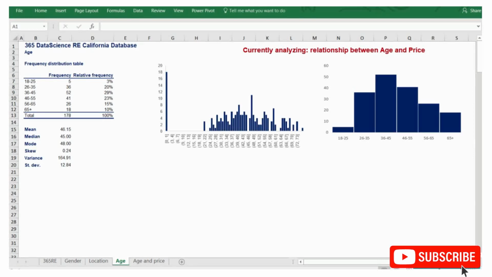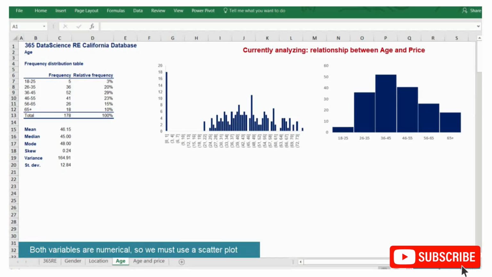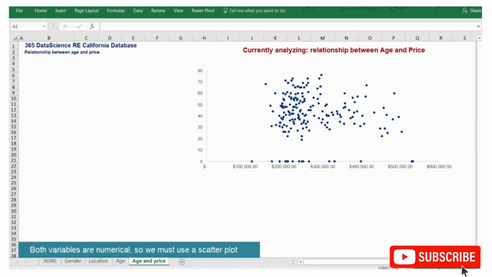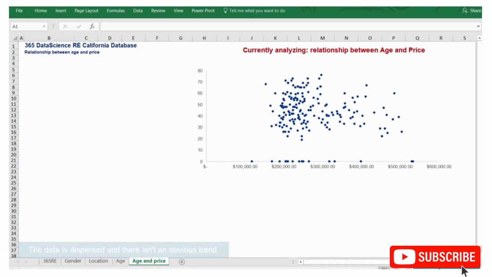First things first, let's plot the data. Both variables are numerical, so we must use a scatter plot. Here it is. It is dispersed, and there isn't an obvious trend. Let's confirm this observation by calculating the covariance of the two variables.